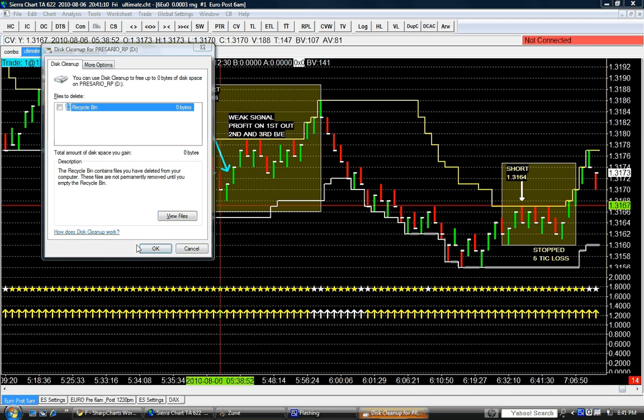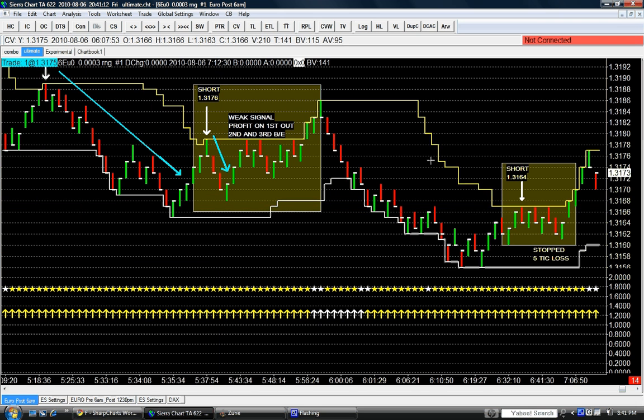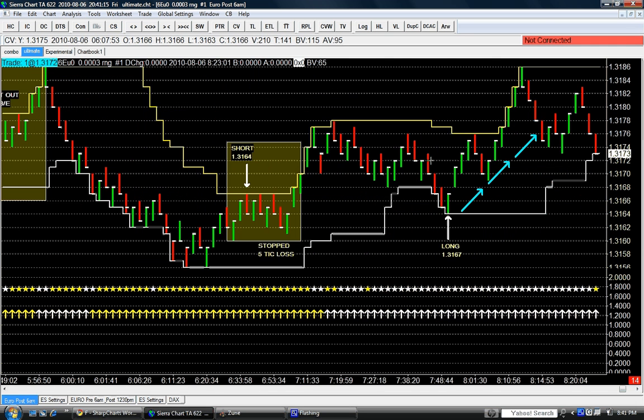The next short was right here. It touched the yellow channel. Both the star and the arrow are yellow, and this immediately was stopped right here at our loss of 5 ticks. So, nothing to kick and scream about. Nobody likes to take a loss, but a 5-tick loss is definitely very doable, and it's not going to turn your stomach.